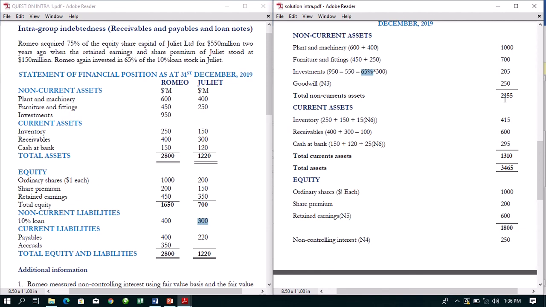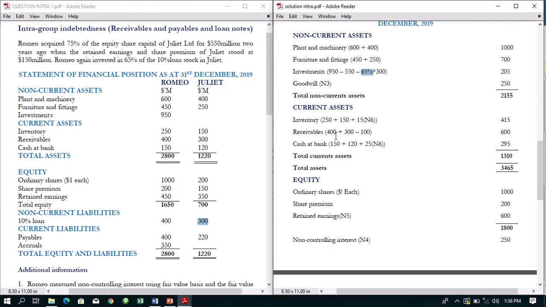We can then go to our current asset. I will start here. Inventory as given to us here is 250 and 150. Don't forget, I said whenever we have inventory in transit, whenever you are consolidating, you add it to your inventory. And whenever you have cash in transit, whenever you are consolidating, you add it to your cash. So as calculated earlier in note 6, my inventory in transit is 15. So I have to consolidate it here, giving me a total of 415.